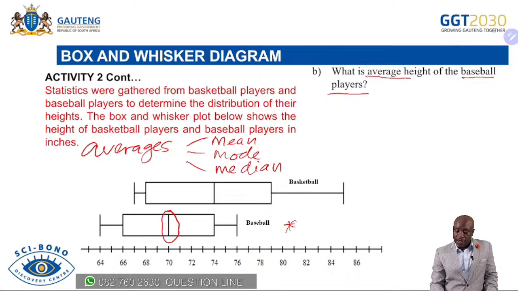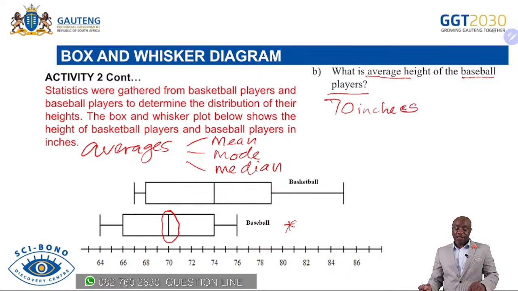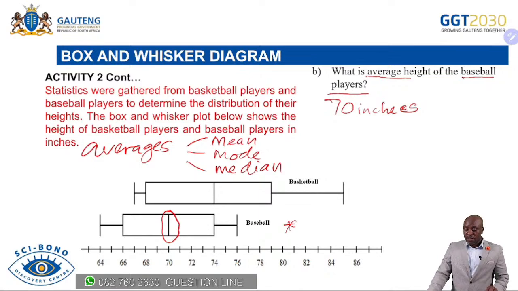So we come back here and say, okay, what is the median of the baseball players? It is 70. So therefore, the average that we see on a box and whisker, there it is the 70. So on average, the baseball players are 70 inches tall. That's the average that we have there. Otherwise, we don't get any other average out of a box and whisker. It is only the median that is shown.